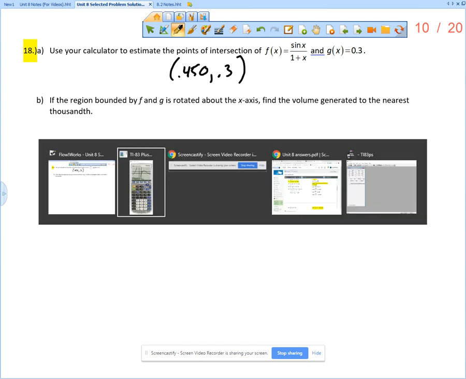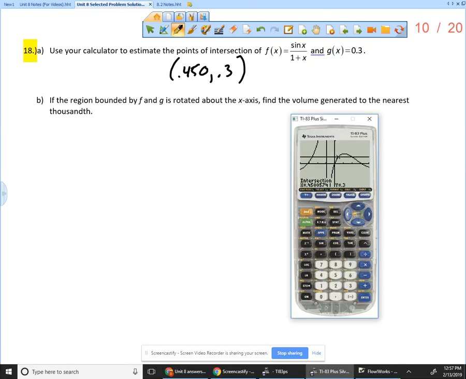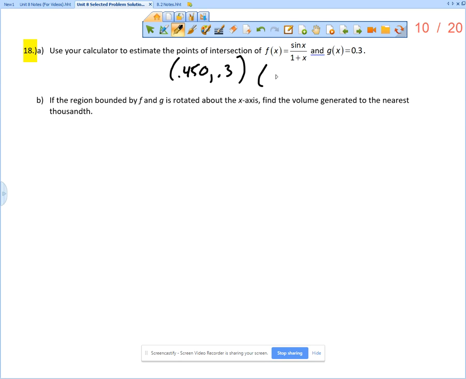Now let's go back to our calculator and find the other one. Once again, I do second trace, number 5. First curve, yes, enter. Second curve, yes, enter. But now I need to guess something over here. How about x equals 2? That's going to give me this one over here: 2.013. We round to 3 decimals, so 2.013, comma, once again, 0.3.